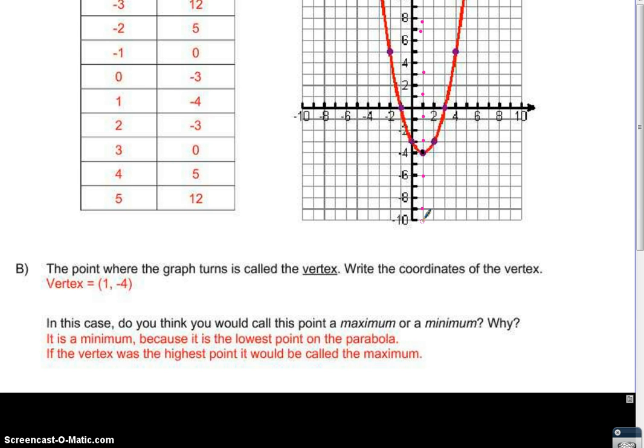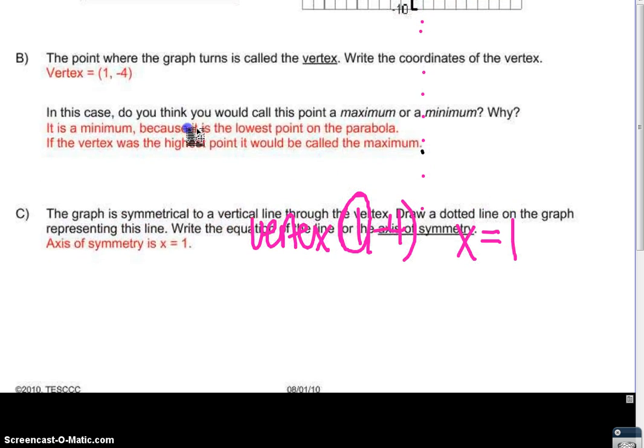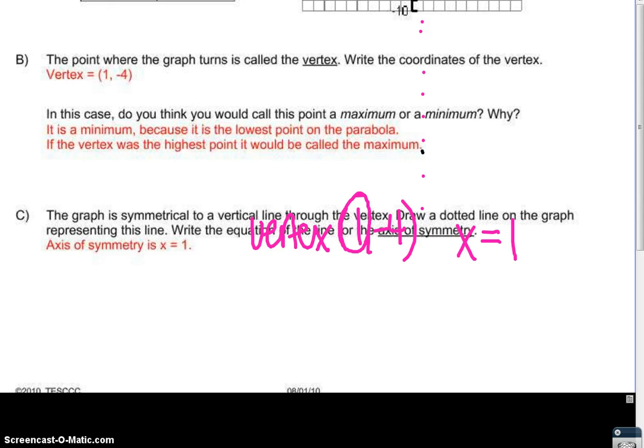Now, my axis of symmetry, guys, we already said that my vertex was 1, -4. The easiest way for you to answer what my axis of symmetry is, it's always going to be an x equals, okay? And it's always going to be whatever the x value is of my vertex. So my axis of symmetry is actually x equals 1. So on part C, where it asks me to graph the symmetrical vertical line through the vertex, that's what that dotted line was, okay? And then it wants me to write the equation. So the equation is going to be x equals 1. It will always be the x value of my vertex.